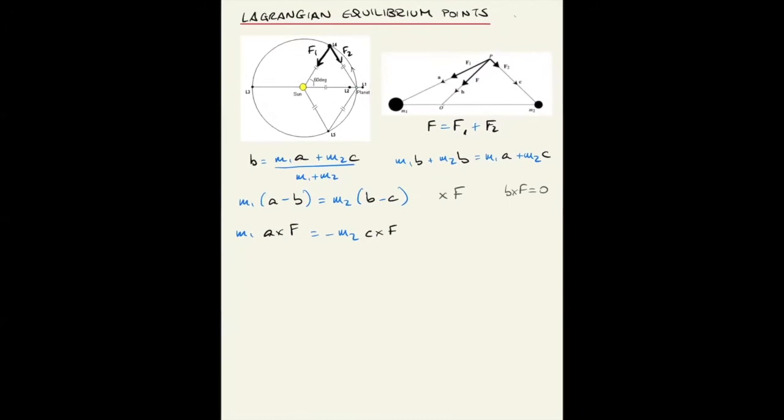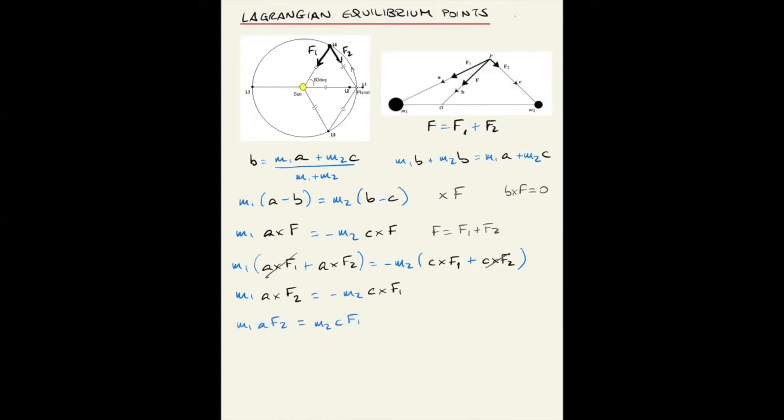And I'll substitute F is equal to F1 plus F2. Now you can simplify this expression because F1 and A are on the same line. Therefore, A cross F1 cancels out. And likewise, F2 and C are on the same line, so F2 and C also cancel out. What you have is a simpler expression: m1 A cross F2 is equal to minus m2 C cross F1.